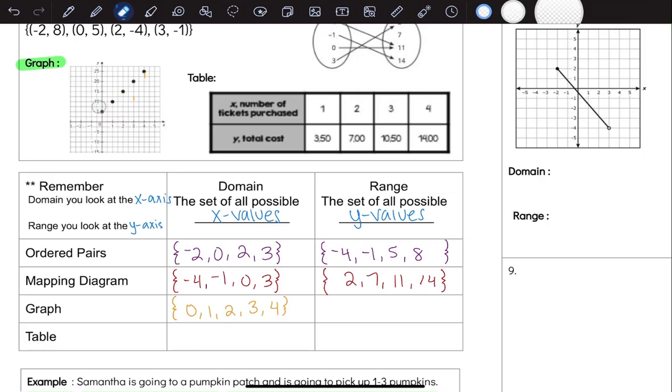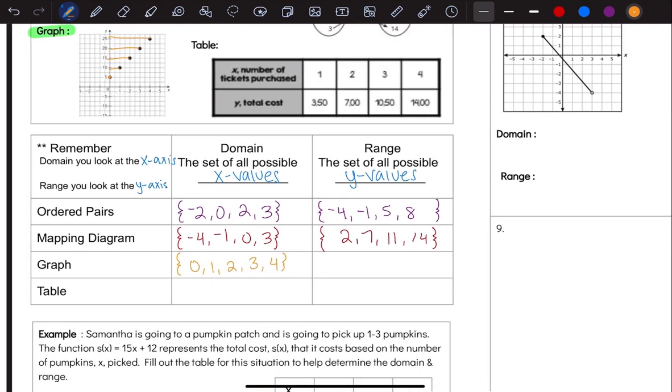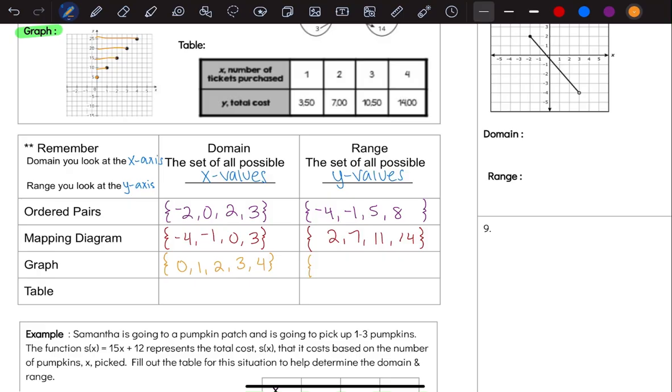And then we're going to do the same thing, but now we're looking at the y-axis for the range. So right here we have 0, sorry, this is 0, 5, so our y value is 5. We have 10, 15, 20, and 25. So in curly brackets, we have 5, 10, 15, 20, and 25. Close it off with curly brackets.